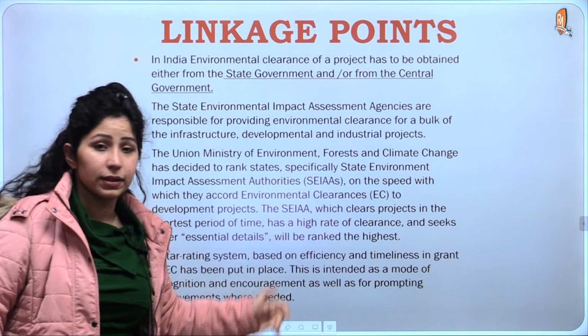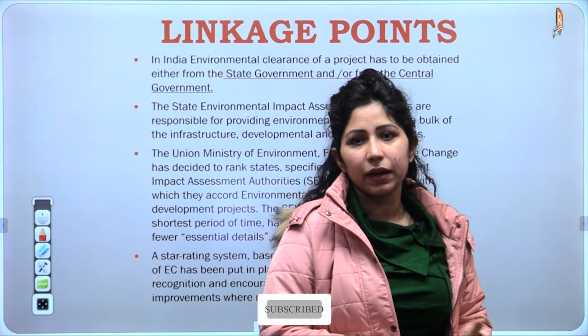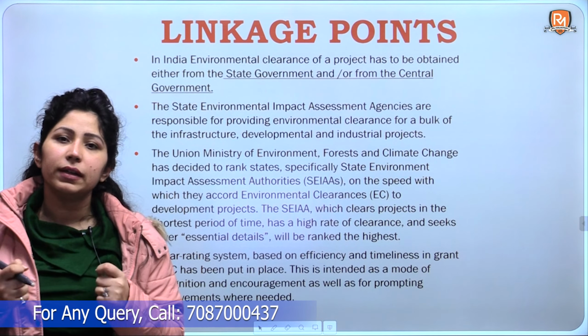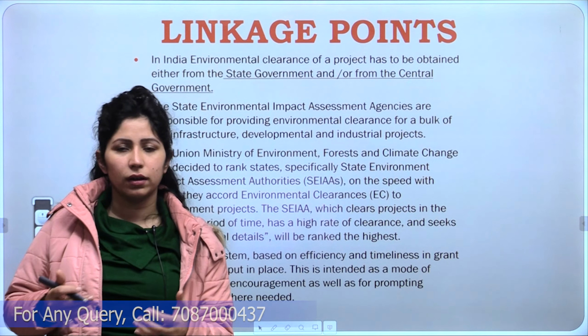what can be the linkage points. In environmental impact assessment, there are two types of projects, group A and group B, for environmental impact assessment in our country. Most of the projects in India, a bulk of the projects, are assessed by the state environmental impact agencies, and only a few are assessed by the central government. So when state environmental agencies are assessing so many projects, the central government came up with the idea that whichever state gives the clearance in the shortest time period, we'll rank them higher.